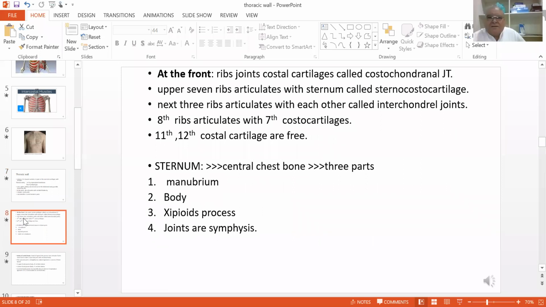The upper seven articulate with the sternum, the sternocostal joints, and the next three articulate with each other, the intercostal joints. Eight ribs articulate with the seven costal cartilages. Ribs 11 and 12 have free costal cartilages. Manubrium, I told you the sternum has parts: manubrium, body, and the xiphoid, and the joints.